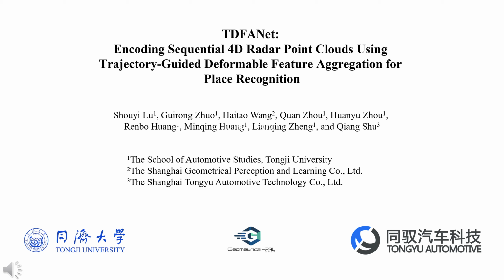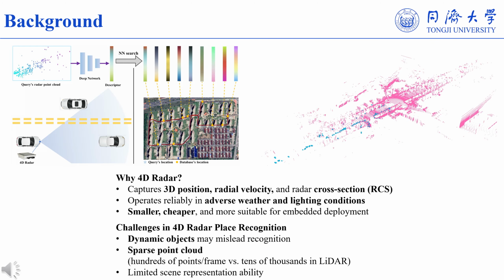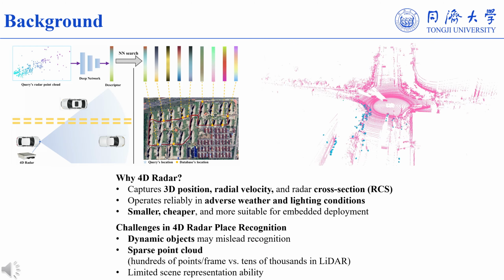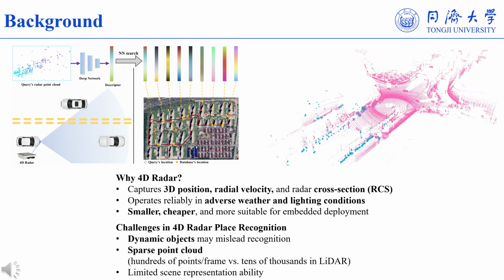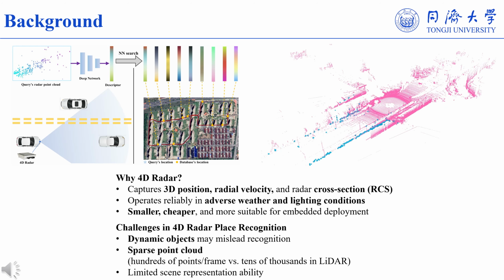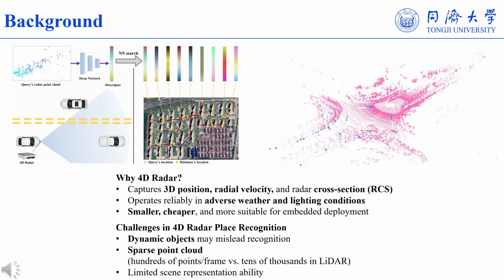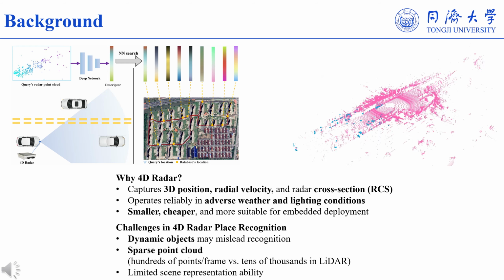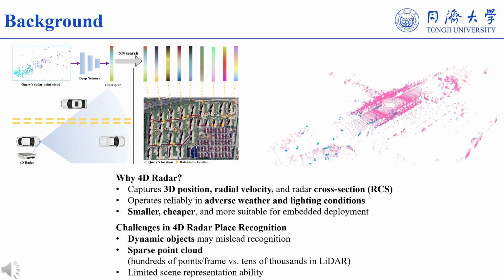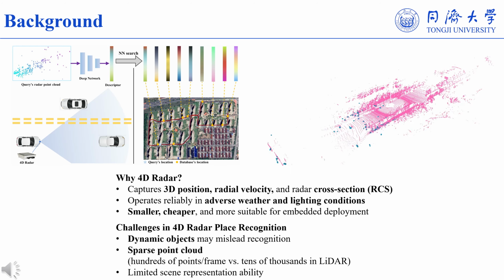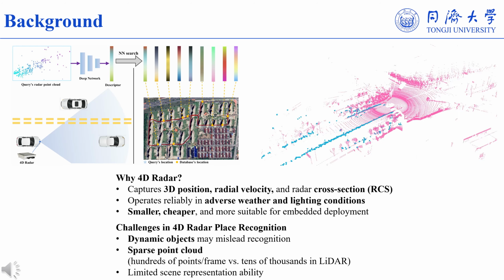Today I will introduce our paper titled TDFANet, Encoding Sequential 4D Radar Point Clouds using Trajectory-Guided Deformable Feature Aggregation for Place Recognition. Place recognition is essential for autonomous driving, AR, and robotics. 4D millimeter wave radar offers 3D position, velocity, and reflectivity, and remains robust in harsh weather. However, its sparse point clouds and dynamic objects pose major challenges for reliable scene representation and recognition.